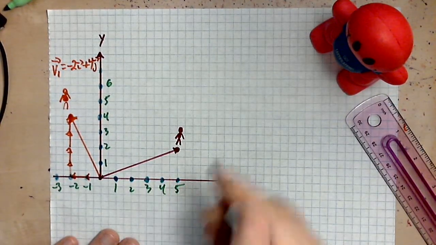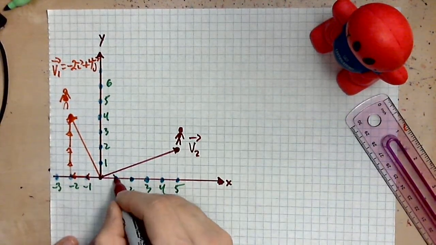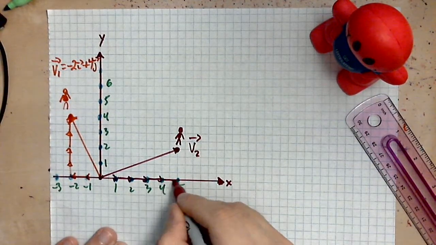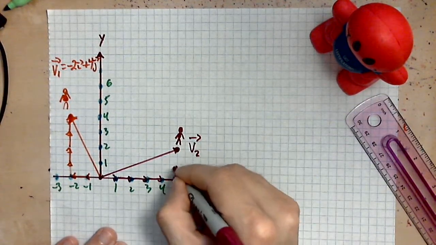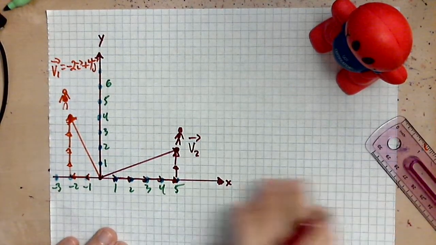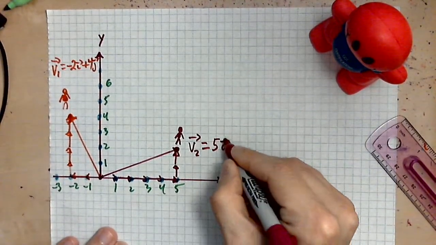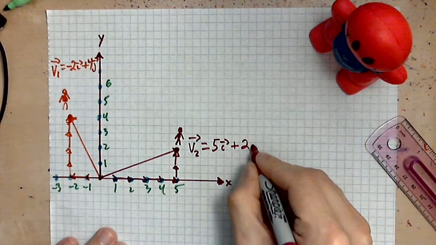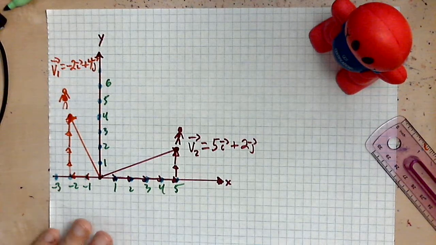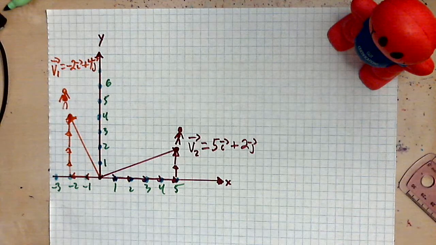So let's write it. So we have V2 here, and that is equal to, and then you can just count. 1 i, 2 i's, 3 of them, 4 of them, 5 of them, and then 1 and 2. Yay, okay? So you see that the components for the second guy here are these. We got 5 i's, and then you've got 2 j's. Right, those are just little arrows, nothing else. There's nothing mystical or magical about this. Just little arrows. Okay.